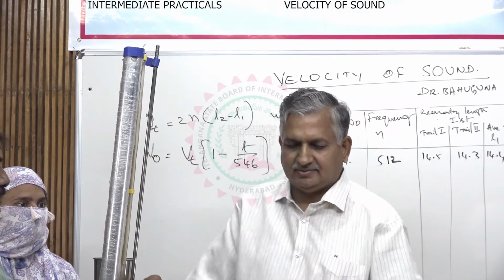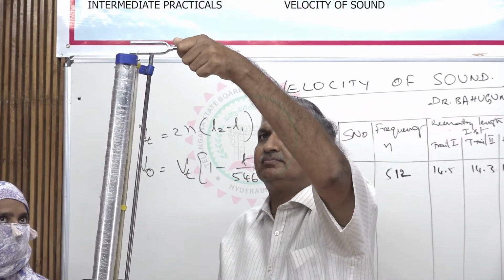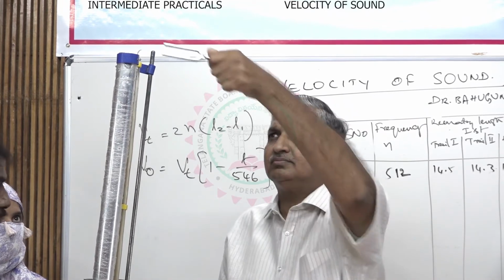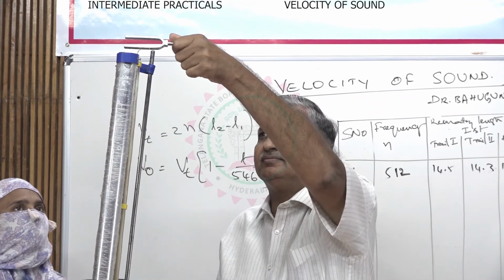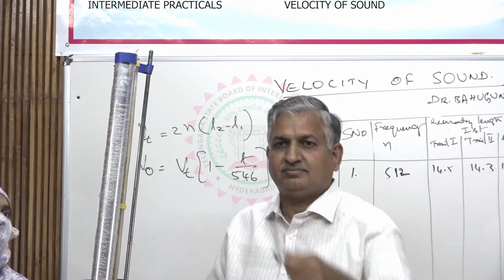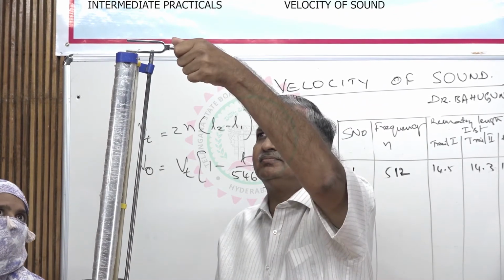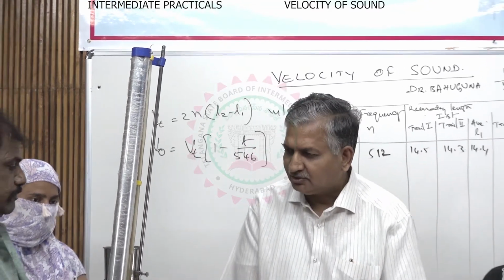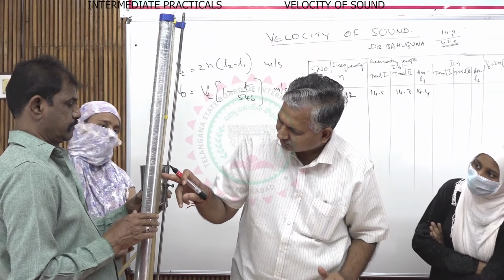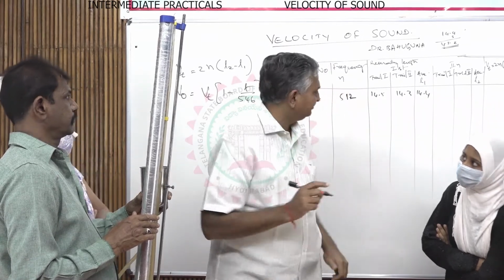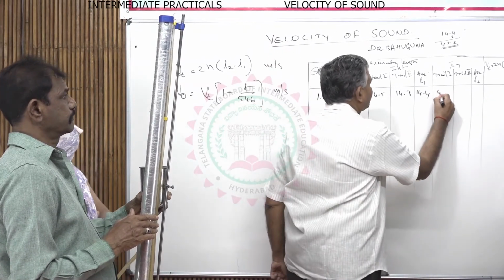Are you able to hear? Yes, sir. Right. Very good. So now the air column length I am observing here is 46.5.